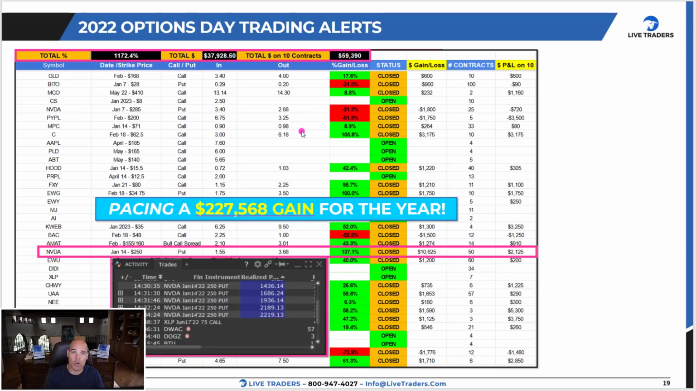This doesn't include long-term options, doesn't include the swing trading newsletter, doesn't include intraday trading, and doesn't include Algorand, doesn't include any of that other stuff. This is just one vehicle. This is why I tell you to be diversified. He's pacing $227,000 this year. All right. Here's the 10 grand he made on NVIDIA over here. I circled it. It's a nice trade.